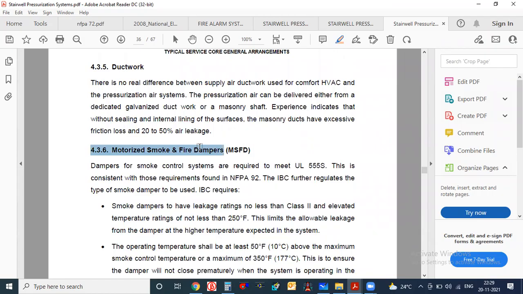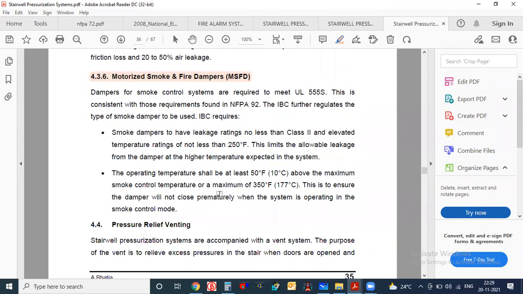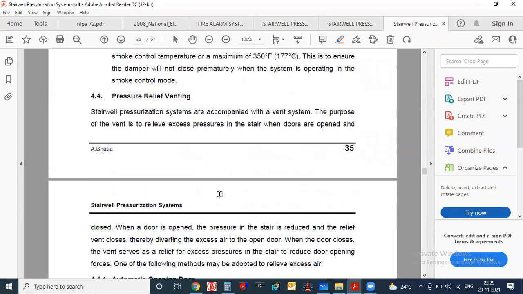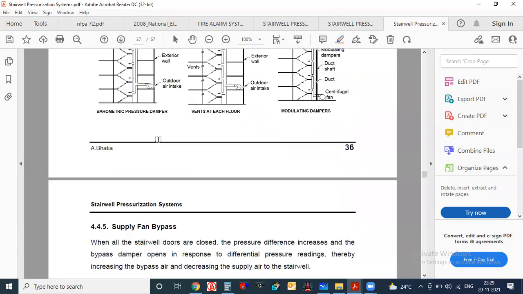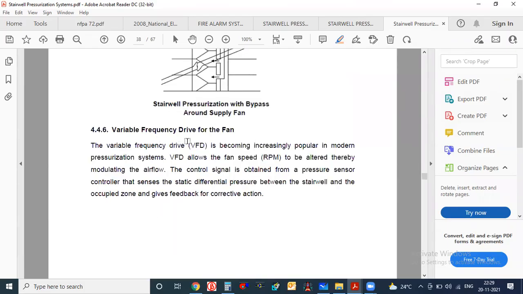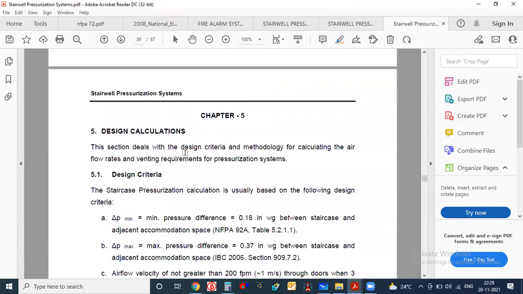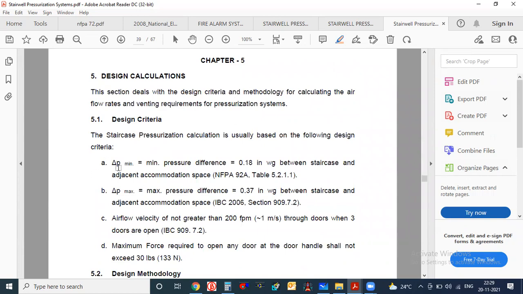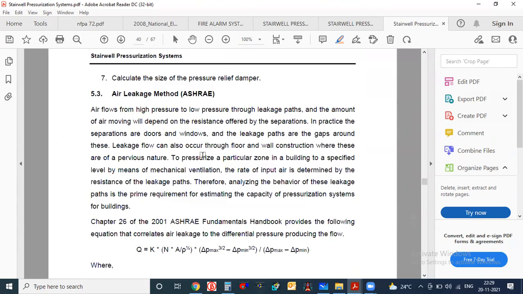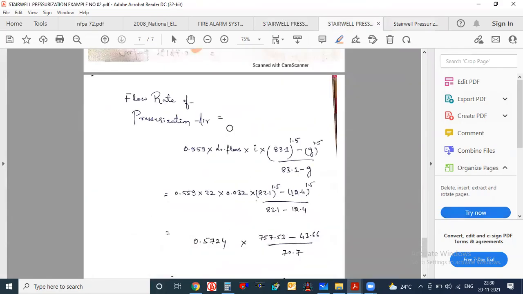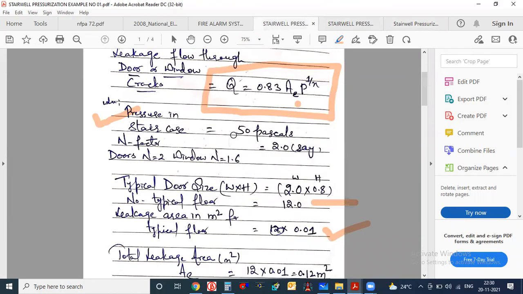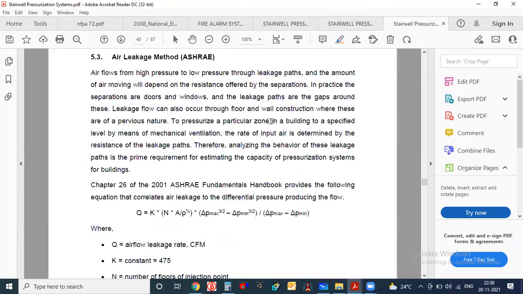They have even given something about fire dampers, if you want to use them. Pressure relief venting is also given: pressure relief valves, exhaust fan, supply fan, bypass, variable frequency drive. Then the design calculation. Here they have given one design calculation method, and I think one example. So you can check this air leakage method. This method is given as the air leakage method. I think this one is the air leakage method.